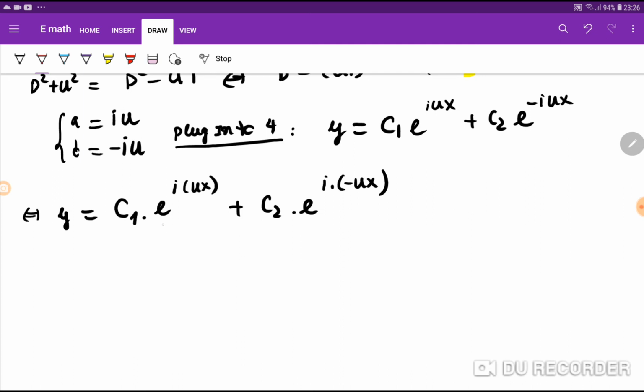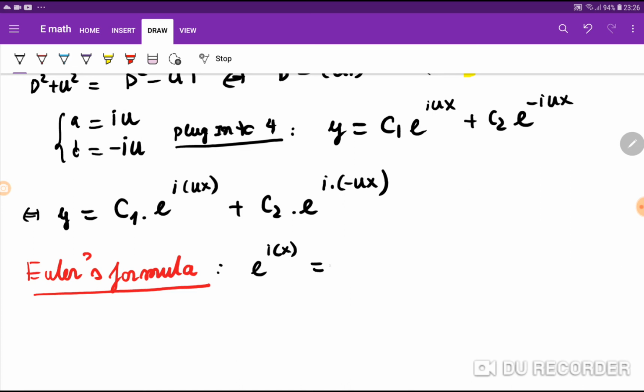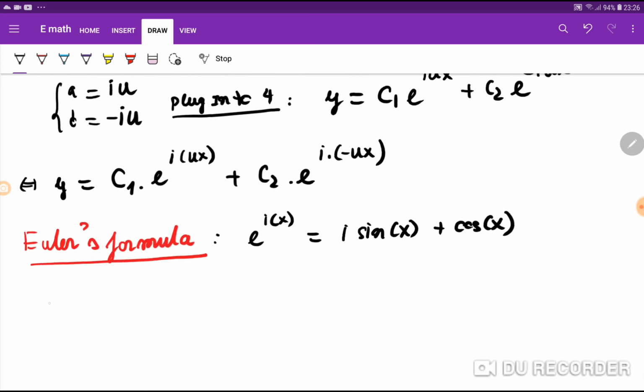So if you recall the Euler formula, which to a lot of people is the most beautiful equation in mathematics, because it connects heaven and hell, or if you want another way to put it, it connects the supernatural world and the mundane world. So it connects complex and real. Okay, so what do you say? e to the power ix equals i sine x plus cos x. This is the formula. Now I'm going to replace it.